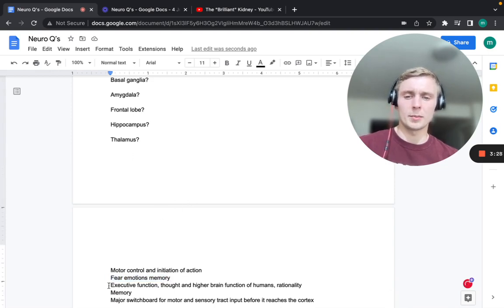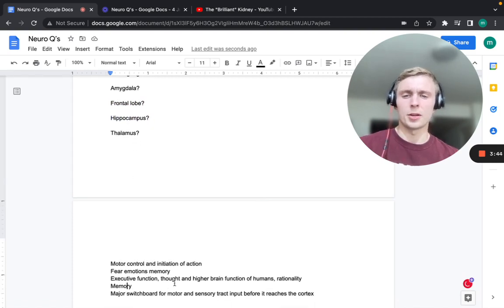The frontal lobe is going to be executive function, thought and higher brain function that humans have. So like the prefrontal cortex, that rationality, that's going to be all frontal lobe and prefrontal cortex. Memory is going to be hippocampus. So hippocampus mostly does memory. And thalamus is in the middle there where you have those descending and ascending fibers that are all crossing. So that's the classic major switchboard for motor and sensory tracts before it reaches the cortex itself. So that's like the major highway going from the spinal cord up into the cortex.